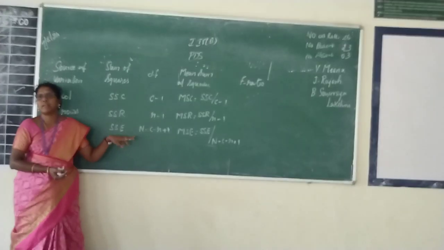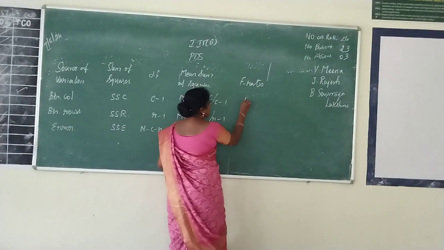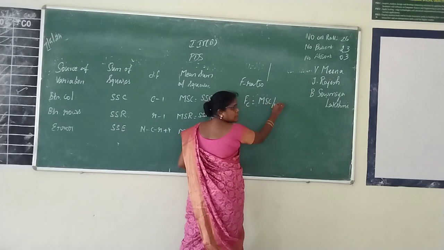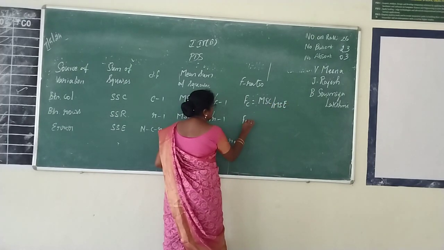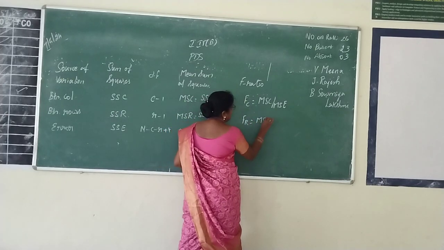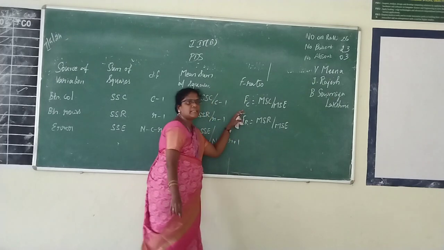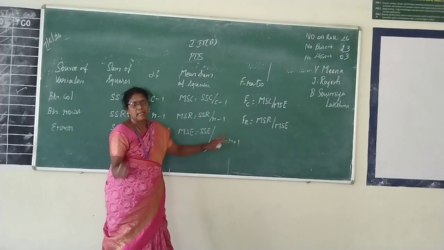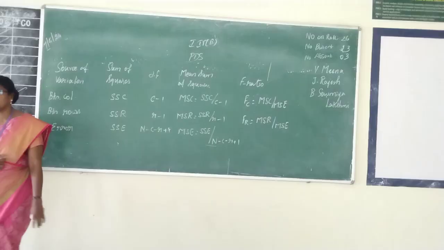Always the ratio should be calculated only by comparing with the error value. So FC is equal to MSC by MSE, and FR is equal to MSR by MSE. I'm writing generally like this. If this is less than 1, what will you do? The denominator will go. Interchange the ratio. Take the error in the numerator and the other one in the denominator.